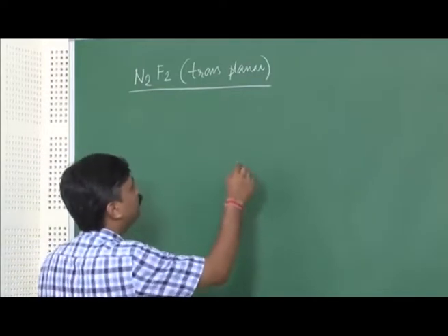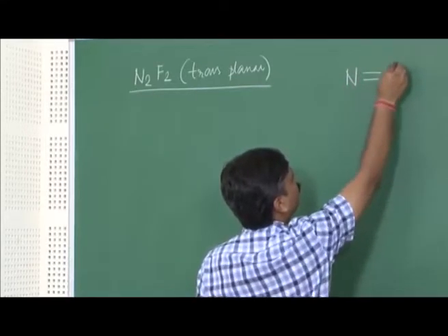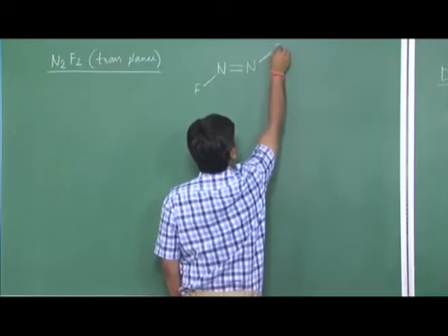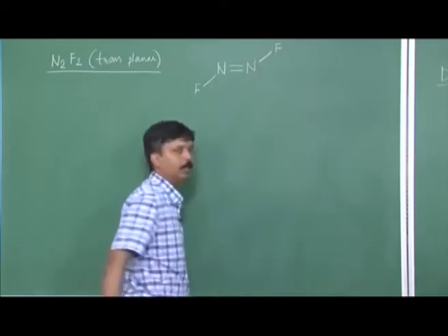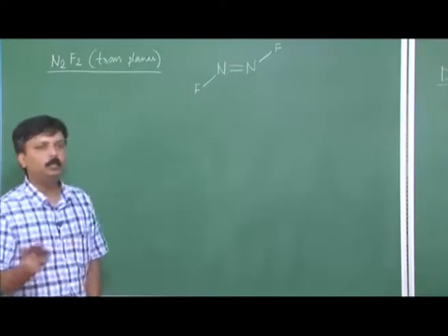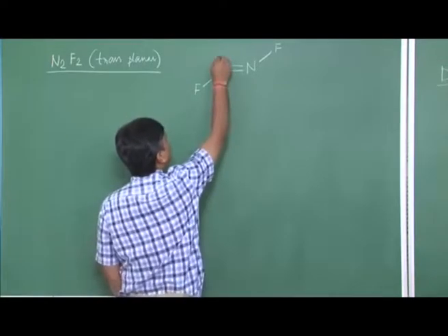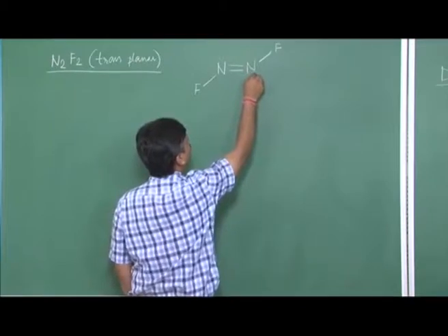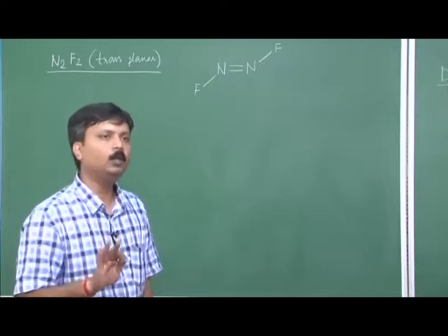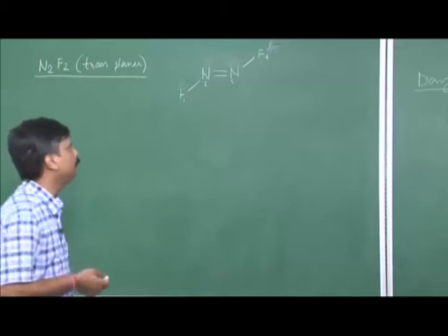First things first, we have to know the structure. This is the trans planar form. Usually the atoms have their own lone pairs of electrons, which we will not consider here. Even if you want to take them, you can take them as per your wish. If you take it in this way, this is fine, but we will ignore the presence of the lone pair of electrons here.